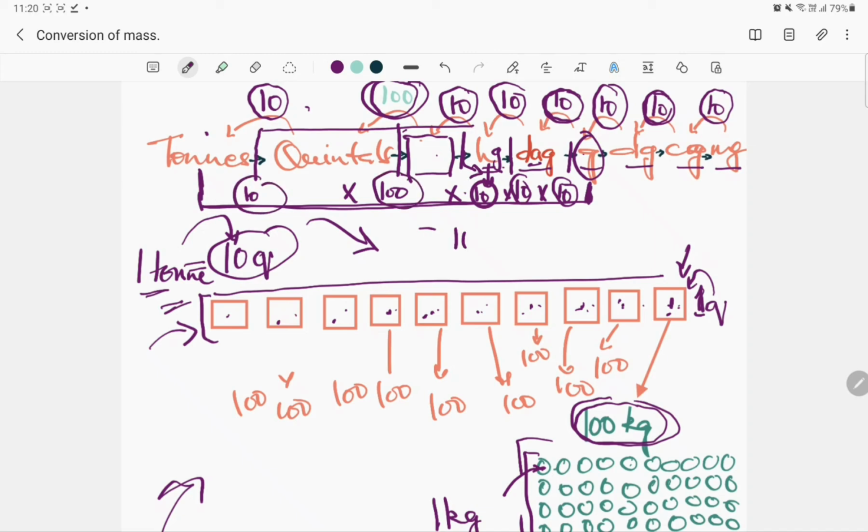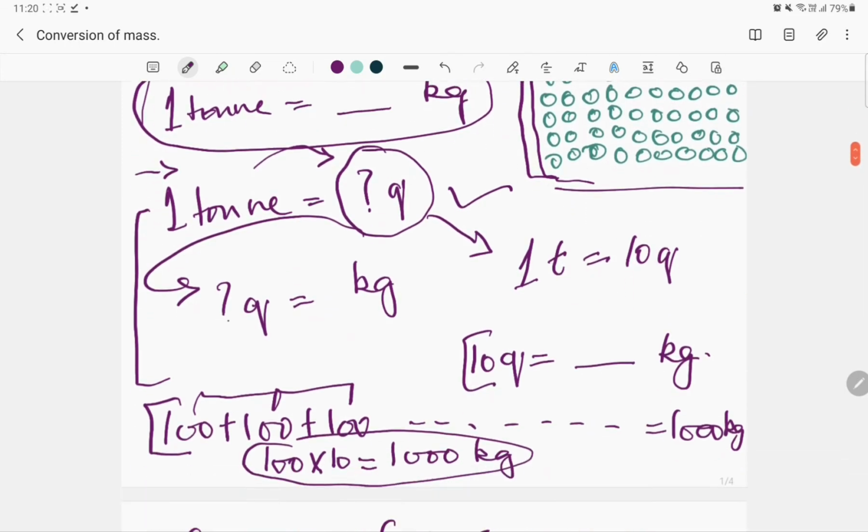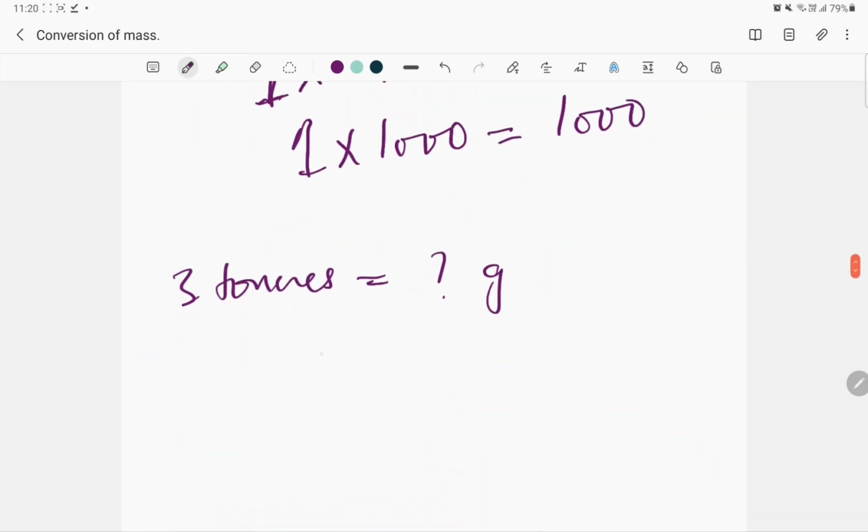So what do we get? We get 10 times 100 times 10 times 10 times 10, and this becomes our conversion factor. So how many zeros do we have? We have 1, 2, 3, 4, 5, and 6 zeros. So let's put 1 followed by 6 zeros, and this conversion factor is 1 million. So the conversion factor for this is a million.